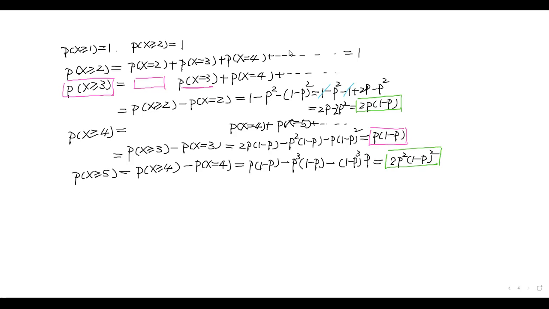One more, you will see the pattern. Okay, so now let's do one more here. So this is the probability x greater than or equal to 6, right? So you will see here, this will be the probability x greater than or equal to 5 minus the probability x equal to 5. Correct? Probability greater than or equal to 5 is 2p squared (1 minus p) squared.